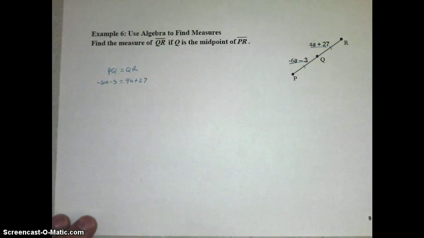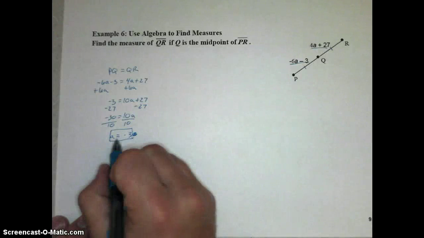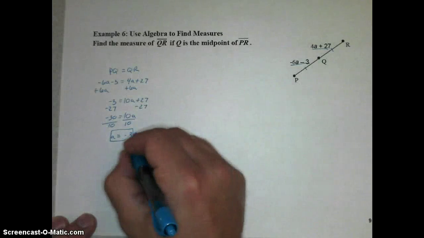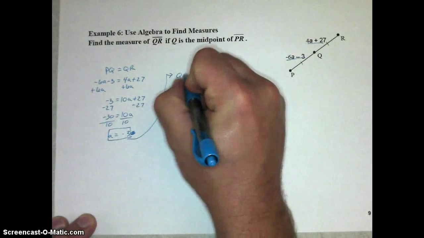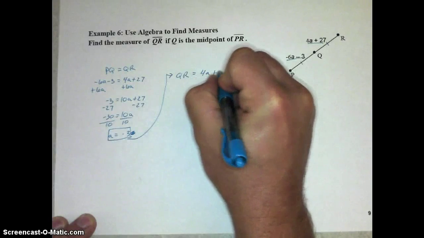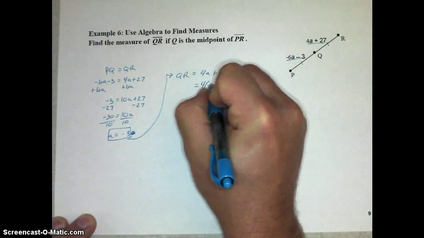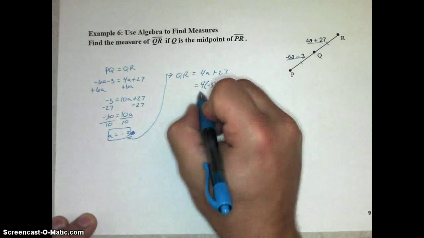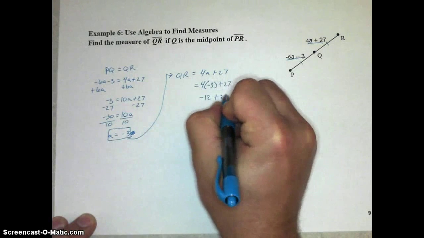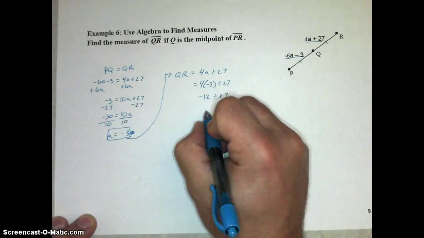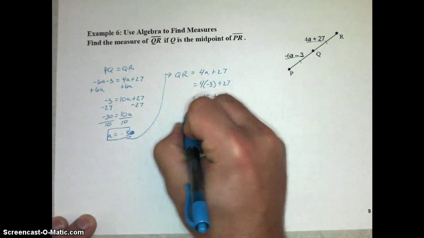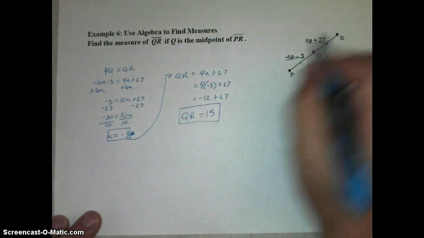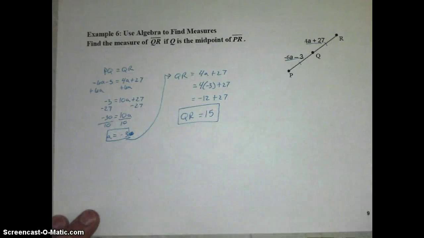And what we should get for a is this. a equals -3. Now, that's not the final answer. We want to find the measure of QR. So we're going to take that and plug it in for that expression for QR, 4a plus 27. So we're going to make it 4 times -3 plus 27. 4 times -3 is -12, and -12 plus 27 is 15. So QR equals 15, and that tells you that PQ is also 15, and the whole thing must be 30 if we were to need to find all that information.